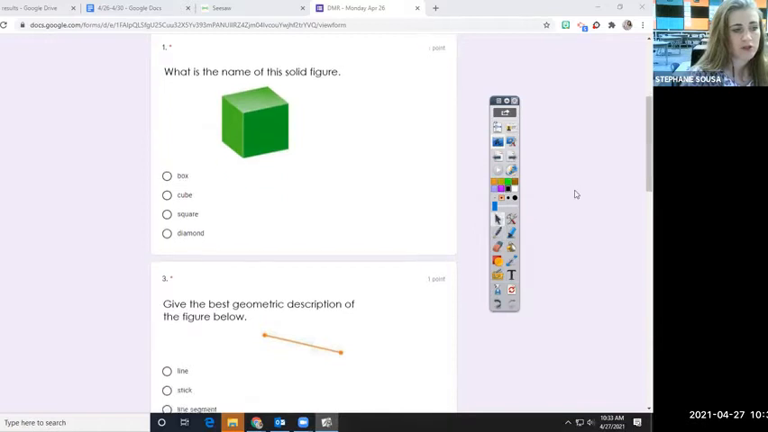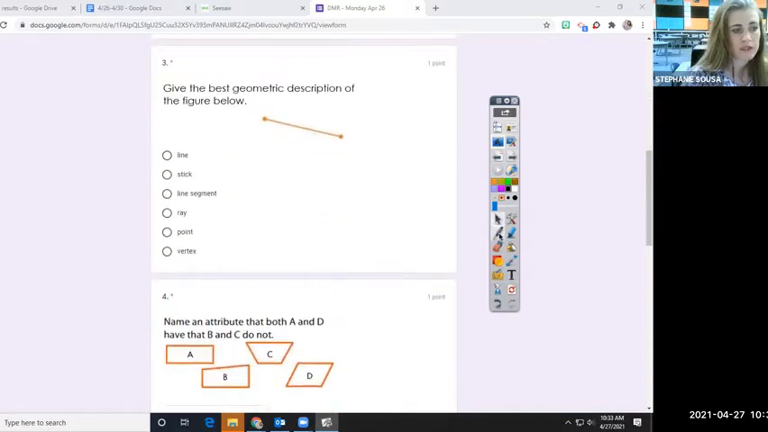Give the best geometric description of the figure below. We see a straight path with 2 endpoints. That makes it a line segment. Line segments are straight paths with 2 ends.